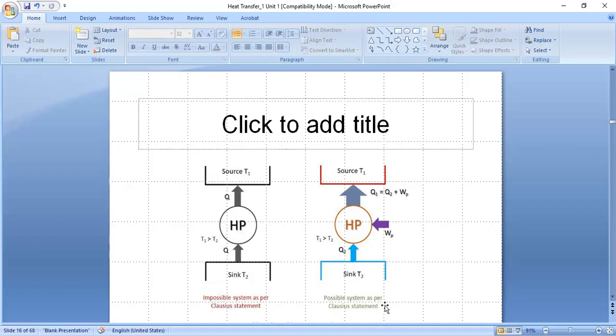Look here, this is a possible system as per the Clausius statement. This is the heat pump. This is the work done during the heat pump. Next, this is the source.